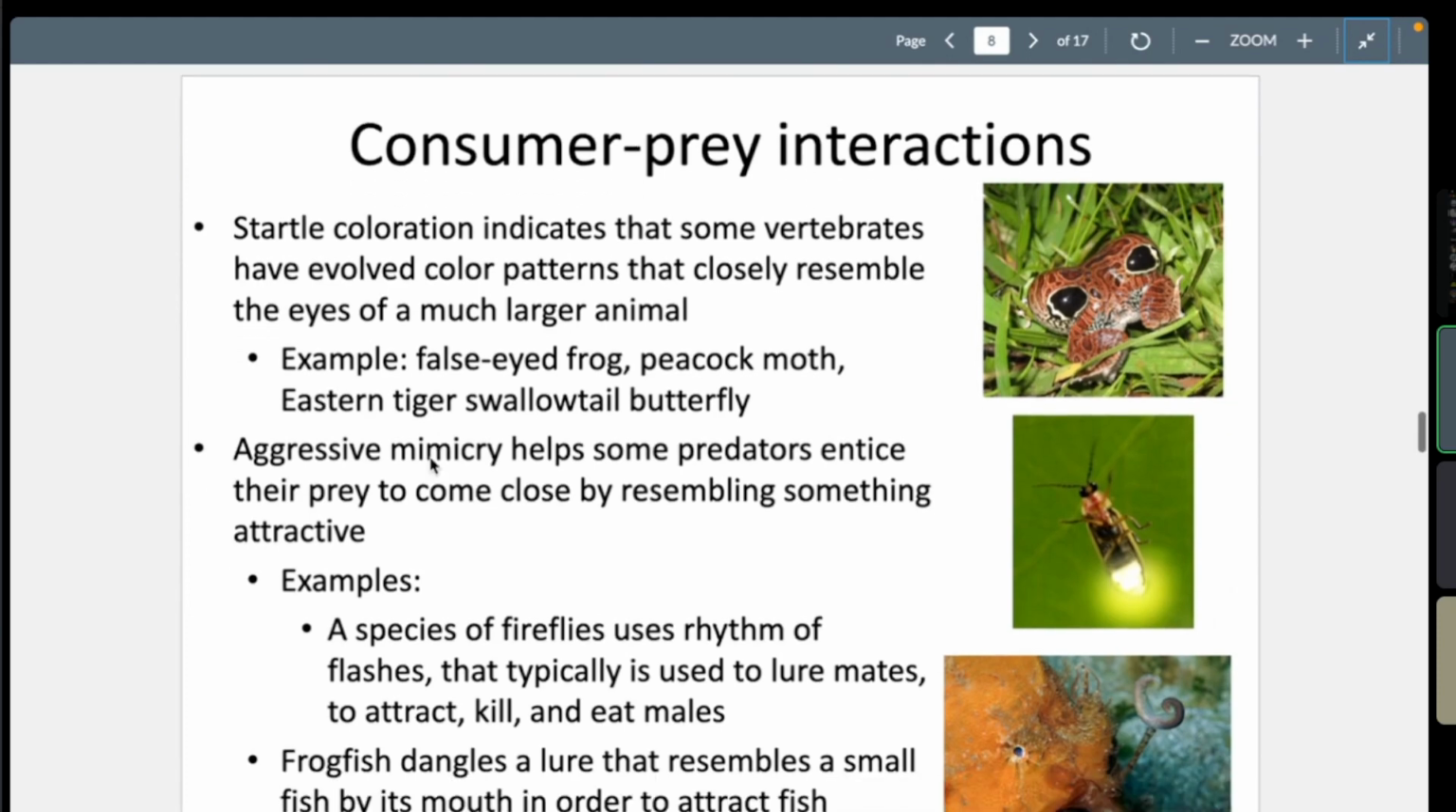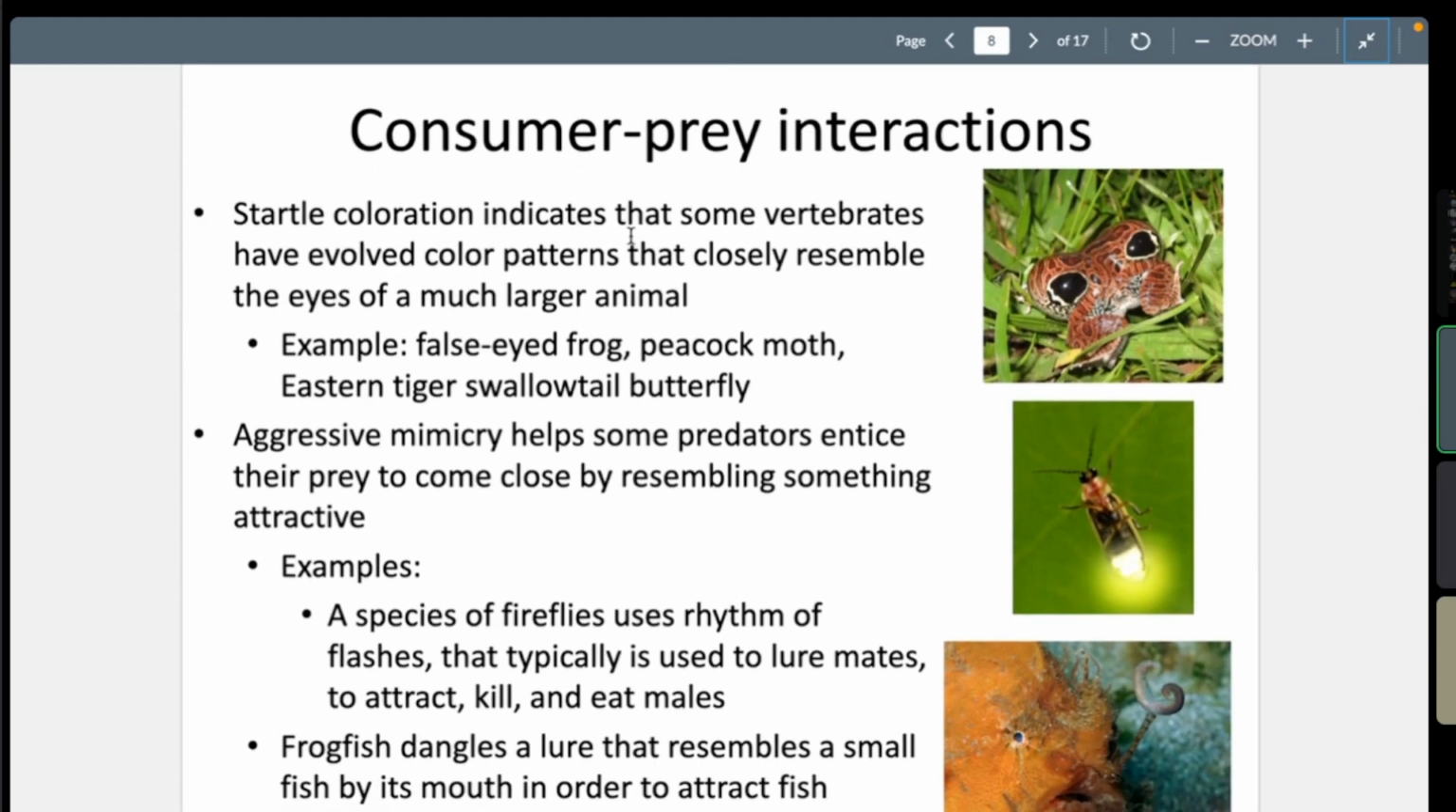Consumer-prey interactions. You have startle coloration, where some vertebrates have color patterns that closely resemble the eyes of a much larger animal. This one right here, for example, the false-eyed frog, looks kind of scary. It could look like a crocodile if the animal's not looking correctly. Peacock moth, eastern tiger swallowtail butterfly. So these are a lot of animals that use different mechanisms to throw off other animals.